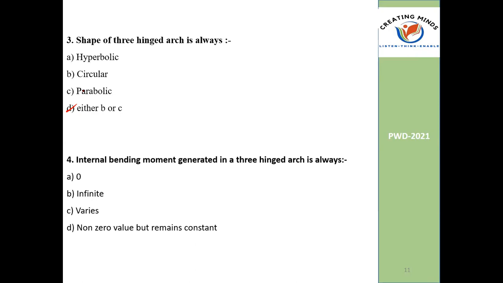Internal bending moment generated in a 3-hinged arch. What is the moment generated at the hinges? Zero. Yes, zero is right. At hinges, you know that the moment is zero. This is a direct question. It's always zero. Don't go to infinite or other values.